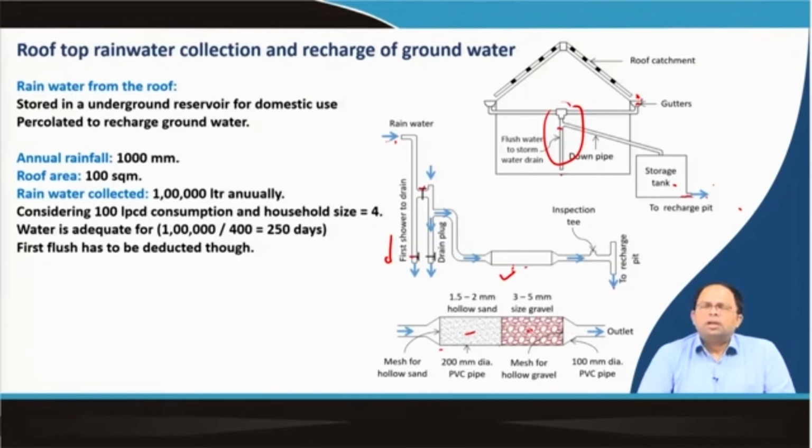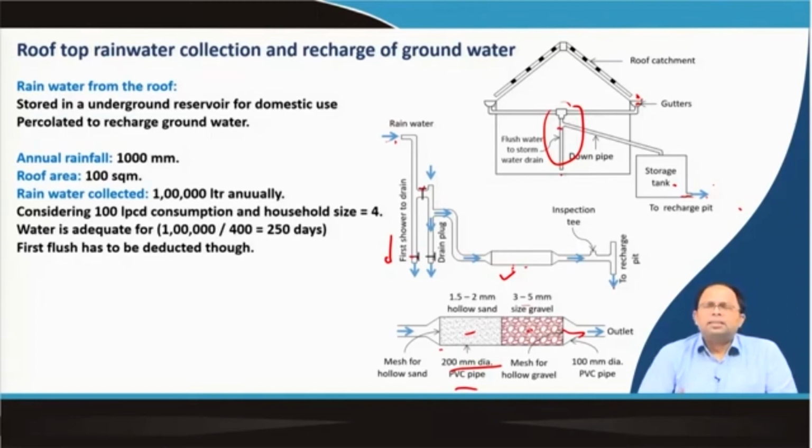So, most of the solids are trapped over here, and we get clean water which could be stored. Over here we are using a structure, maybe a 200 millimeter diameter PVC pipe, and we are using 1.5 to 2 mm diameter sand, and over here 3 to 5 mm diameter gravel. Using this we can clean the rainwater and then use it for storage or recharge.